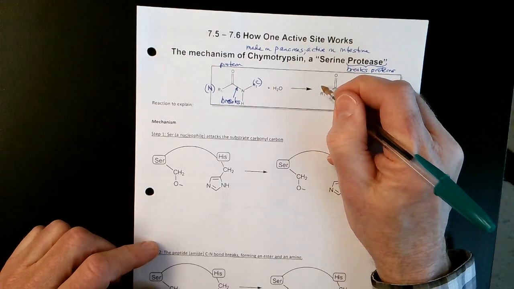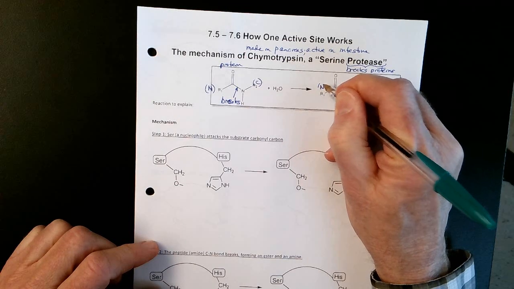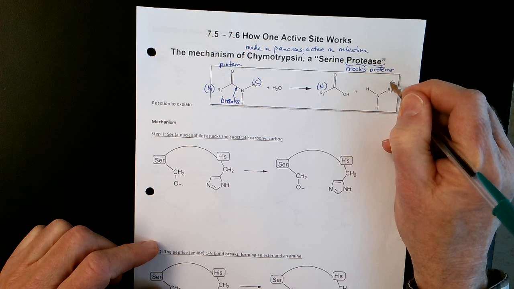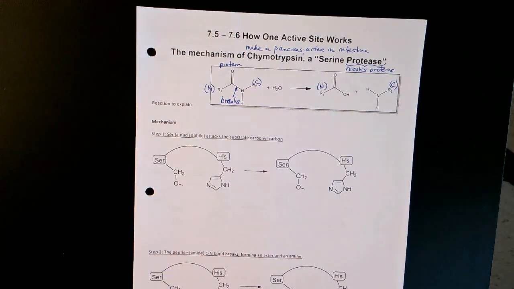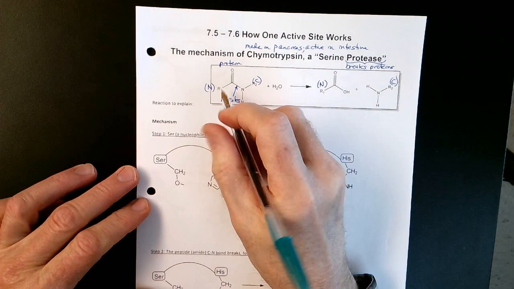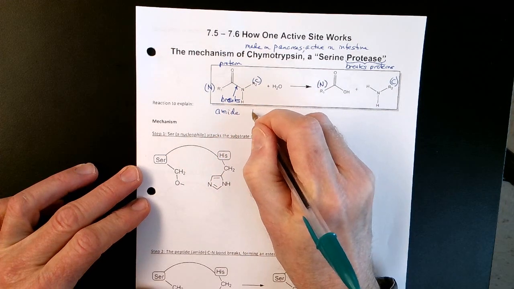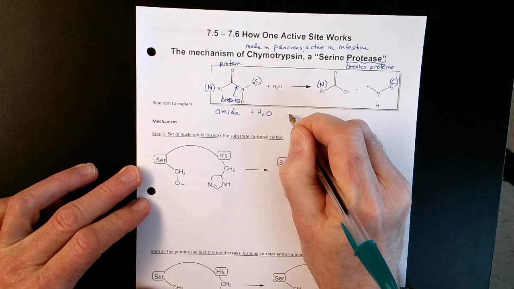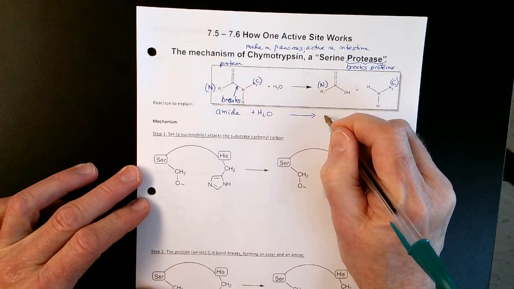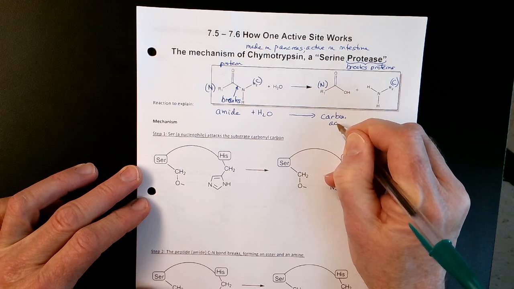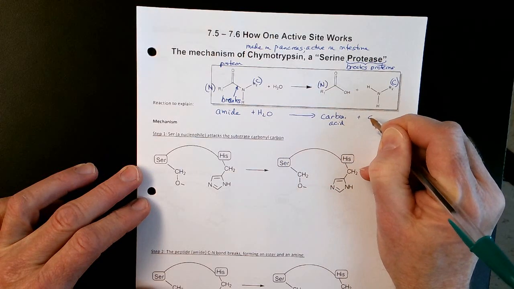So again, when it's all done, you're looking at a smaller protein. R1 and R2 are both abbreviations for, it could be this whole long thing. We're looking at how you break only one bond. And what we're talking about is an amide plus water going to, as far as that one bond is concerned, a carboxylic acid and an amine.